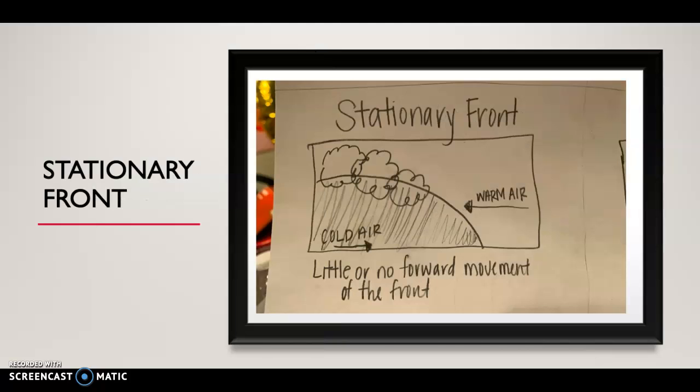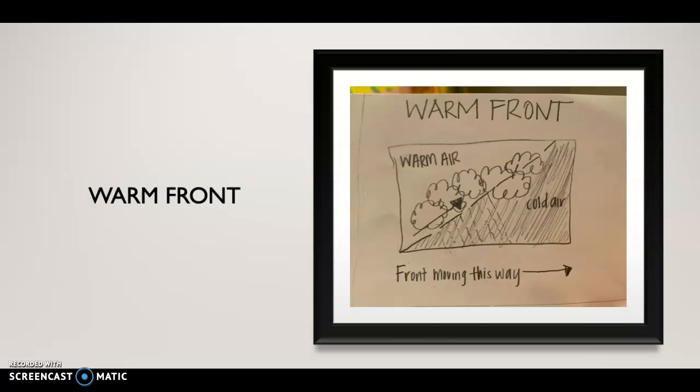Next, we have the stationary front. The stationary front forms when cold and warm air meet and neither mass has the force to move the other, so they remain standstill. This picture describes that. They are going to meet, and that is why they cannot move each other. When the warm and cold air meet, clouds and fog form, and it may rain or snow. It can bring many days of clouds and precipitation.